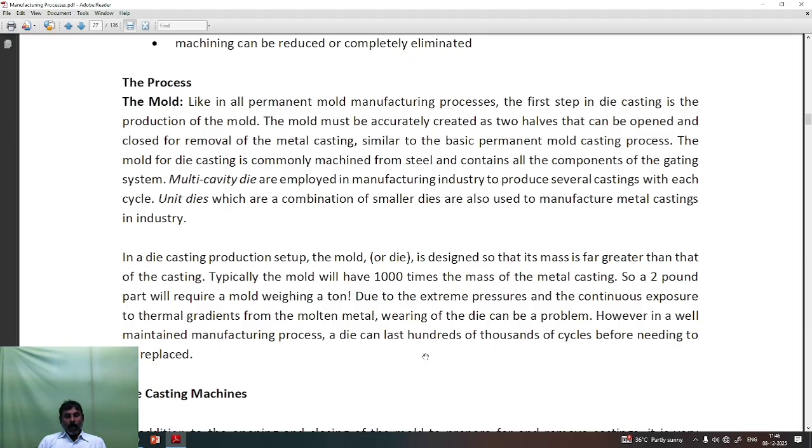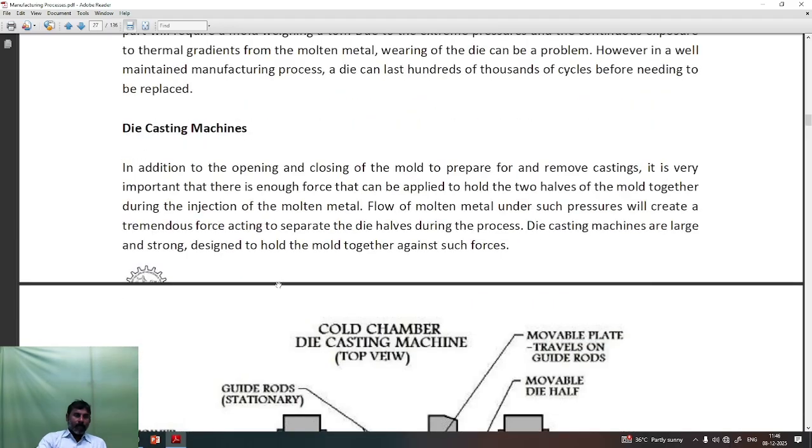A poor part will wear out a mold because of the extreme pressure and the continuous exposure to thermal gradients from the mold metals. So, die casting machines. In addition to opening and closing the mold to prepare for removing the casting, it is very important that a clamping force can be applied to hold the two halves of the mold together. During the injection of the molten metal, the flow of molten metal under such pressure will create a force acting to separate the die halves during the process.